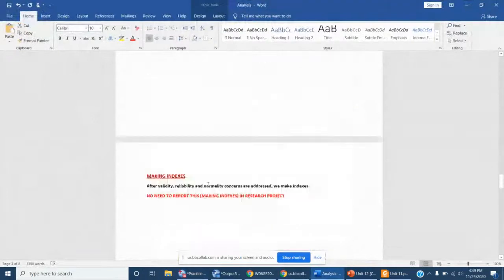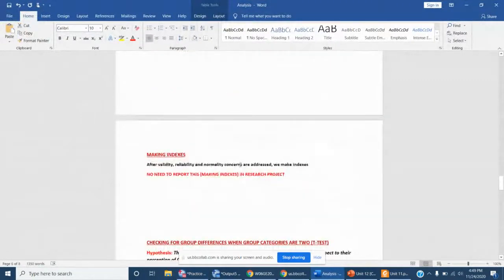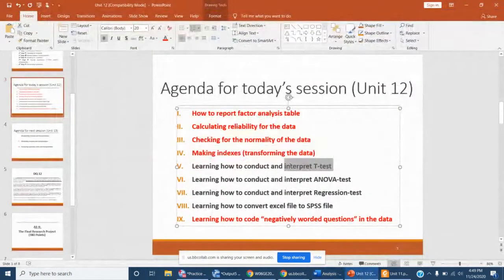So what's next? Now we will start checking for these tests. Now I will show you how to conduct and interpret a t-test. Then we will conduct ANOVA test and regression test subsequently. Okay, first of all, t-test. There is a conditionality for t-test. You can only conduct a t-test when your independent variable has two response categories. But when your independent variable has more than two response categories, then you will conduct an ANOVA test.